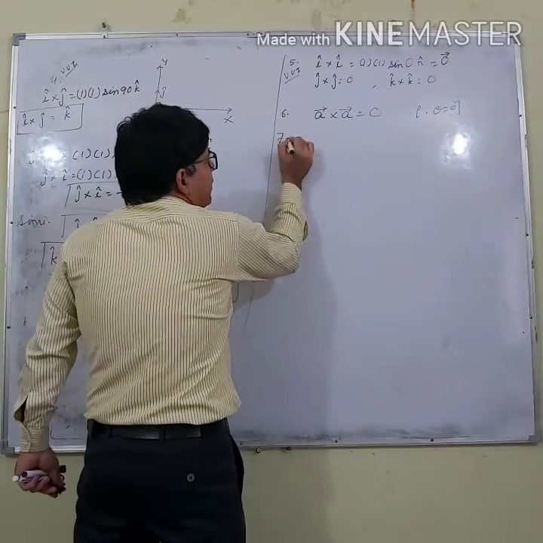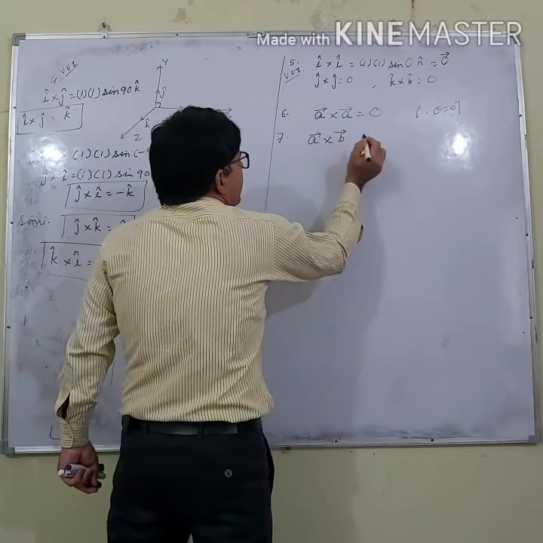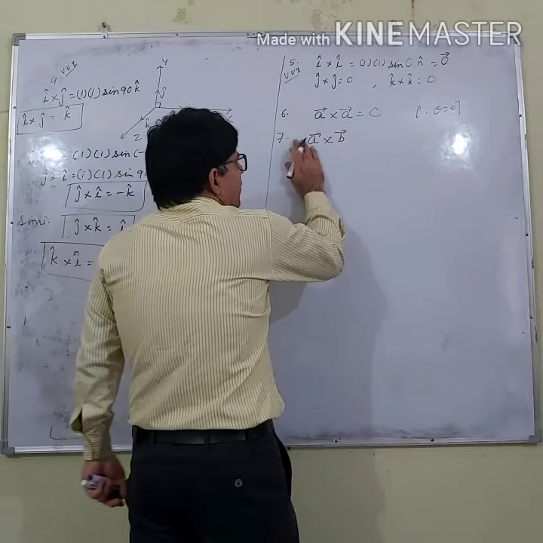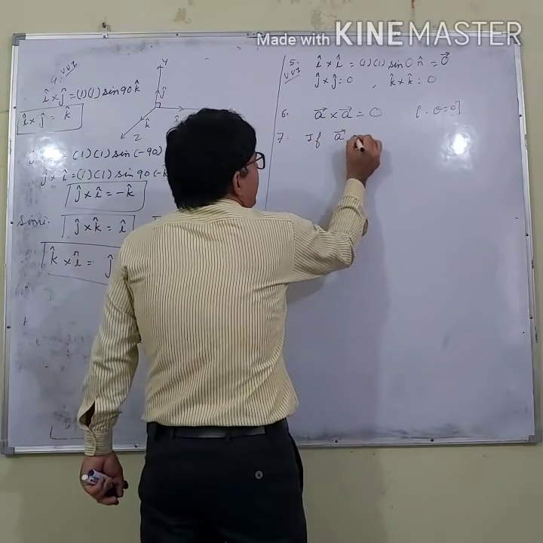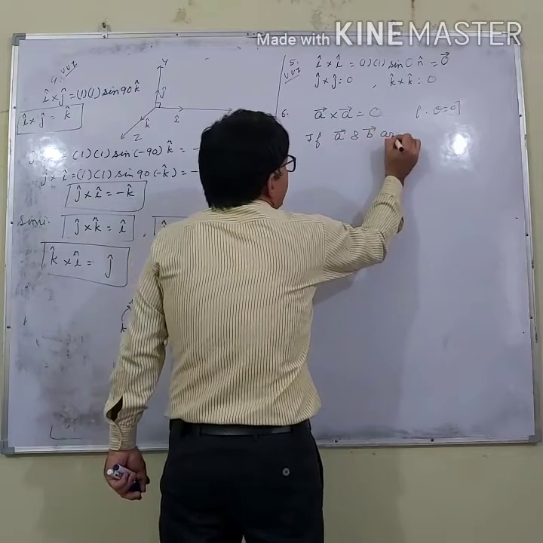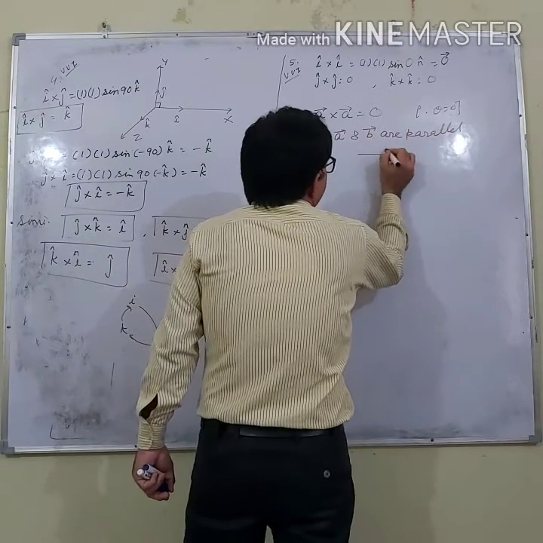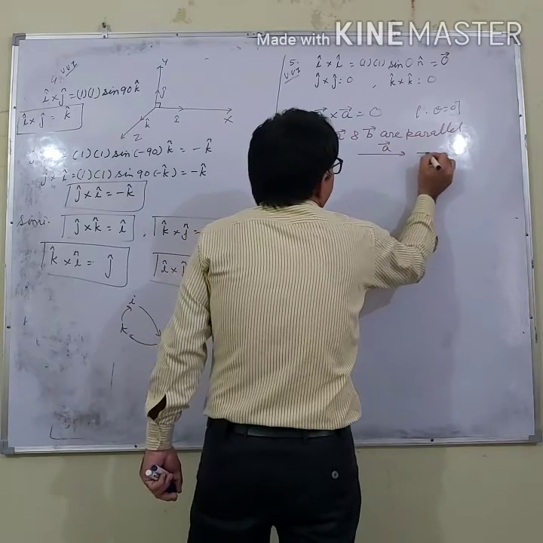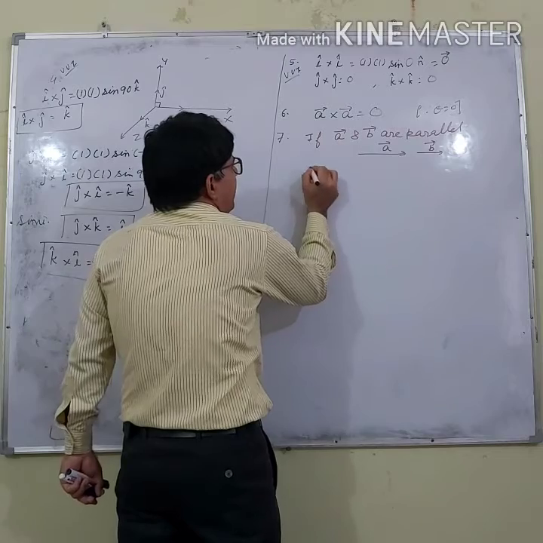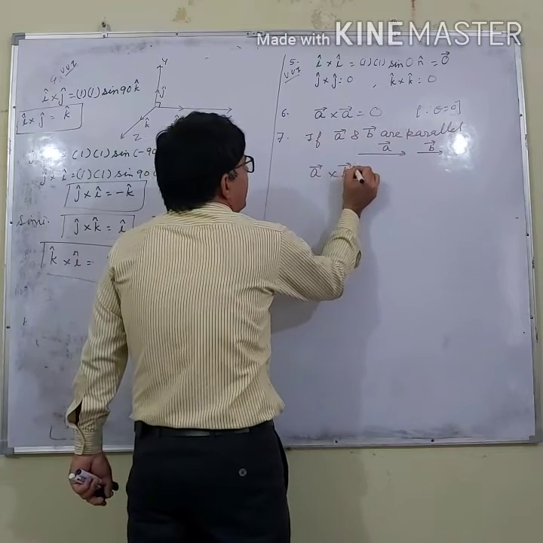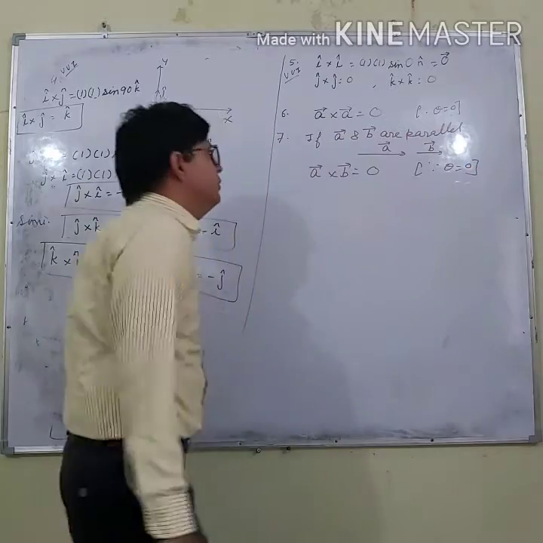Number 7: before that, let me tell you, if vectors A and B are parallel, what does it mean? This is vector A and this is vector B, both are parallel. What will happen? A cross B will be 0. Why? Because theta is 0.